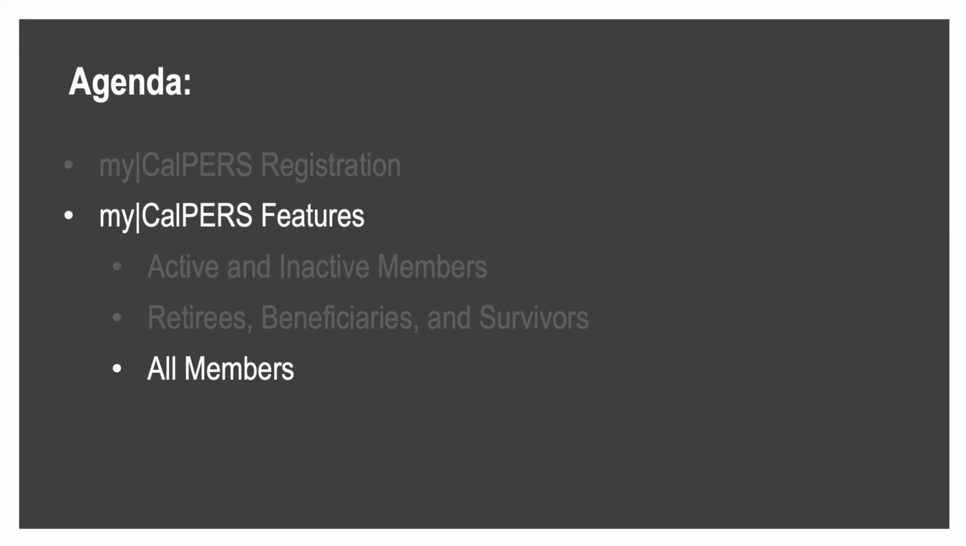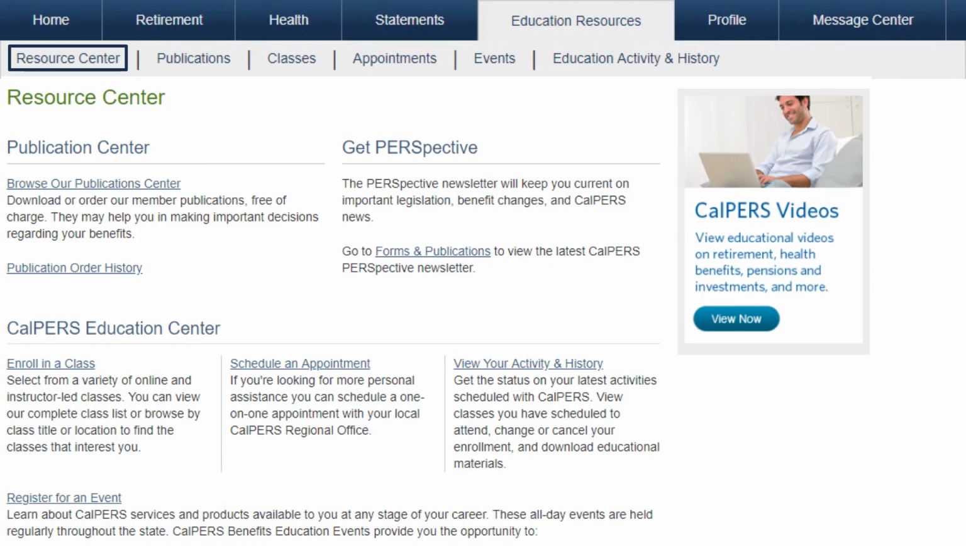There are features in CalPERS that everyone with an account can see. The Resource Center, held within the Education Resources tab, provides the links to download a publication, enroll in a class, schedule an appointment, register for an event, or view your education history. Let's look at each of these.